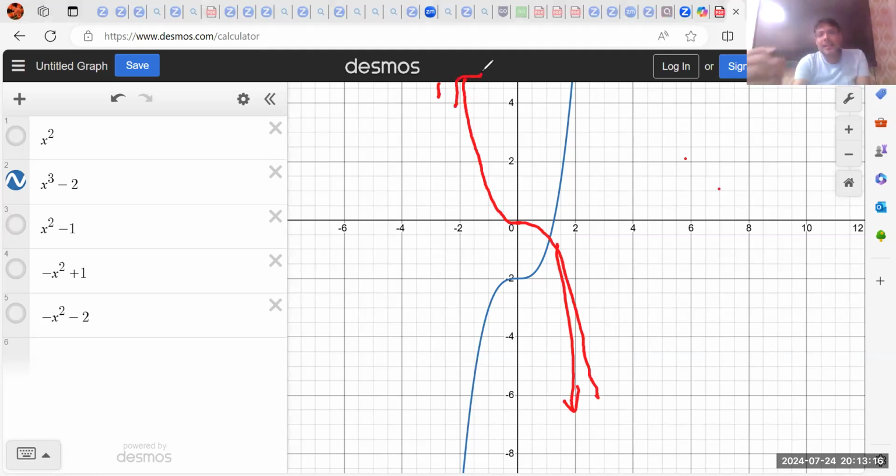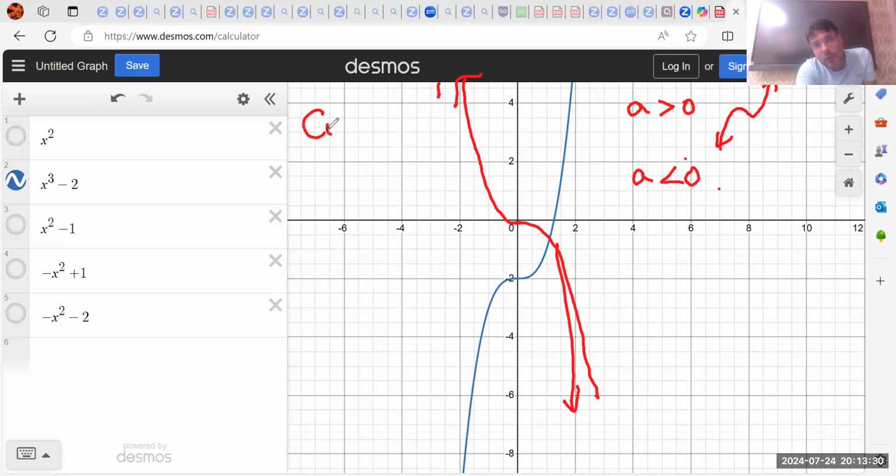So see guys, note their direction. If a is greater than 0 for a cubic equation, the graph will go like this. If a is less than 0 for a cubic equation, we are doing cubic equations, cubic functions or cubic equations, then the graph will go like this. Please make a small note of this part.